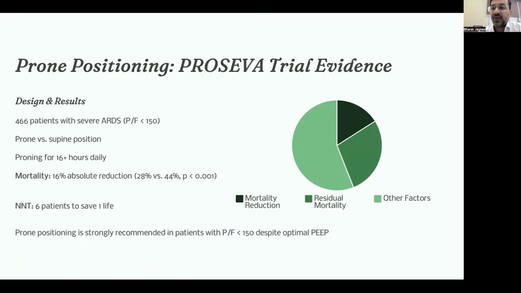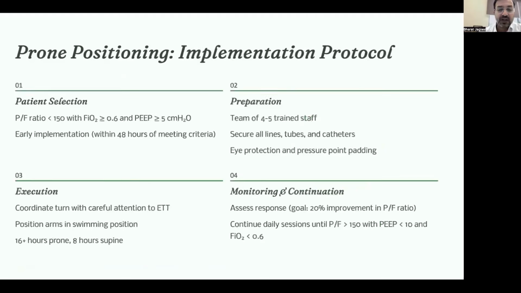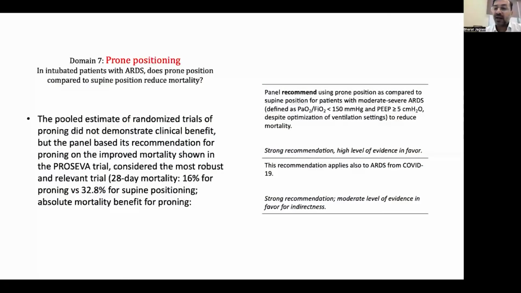And there we needed 9 patients to save 1 life. Here we need 6 patients to save 1 life. So it's a very important strategy. And this is the reason why the panel recommends using prone position as compared to the supine position for patients with moderate to severe ARDS. And when do we do it? When the PF ratio is less than 150 and the PEEP is 5 or more, to reduce the mortality.